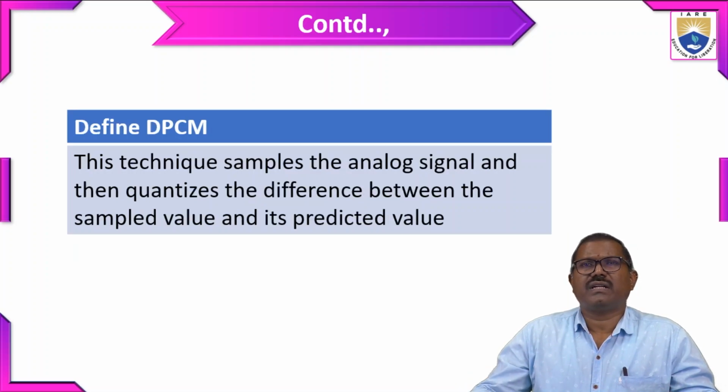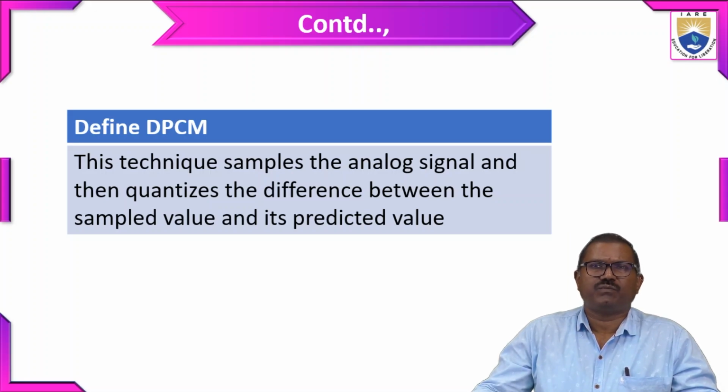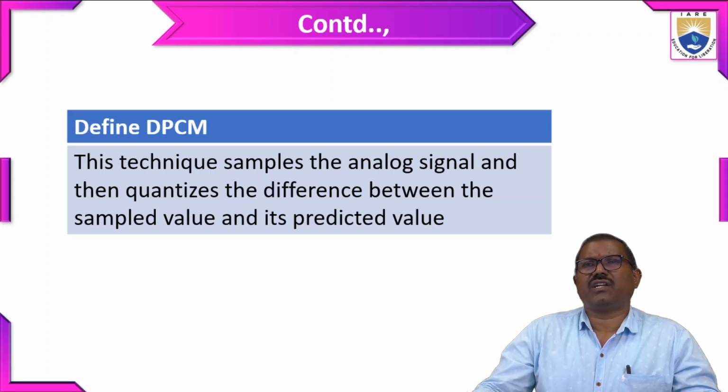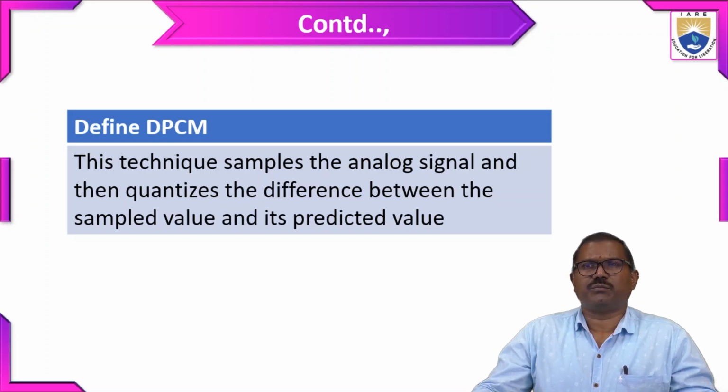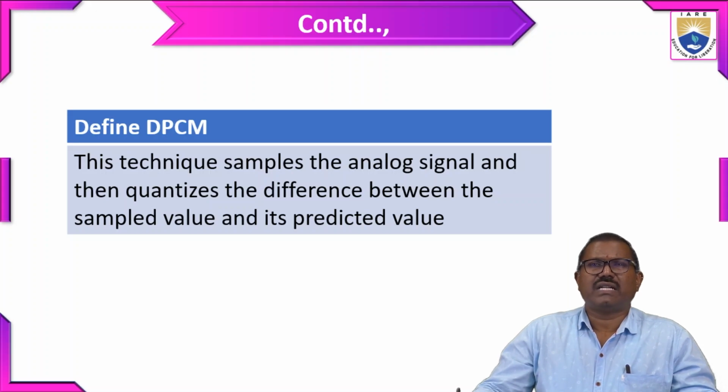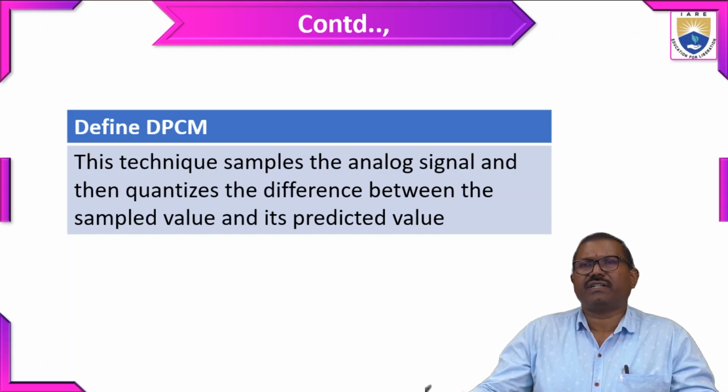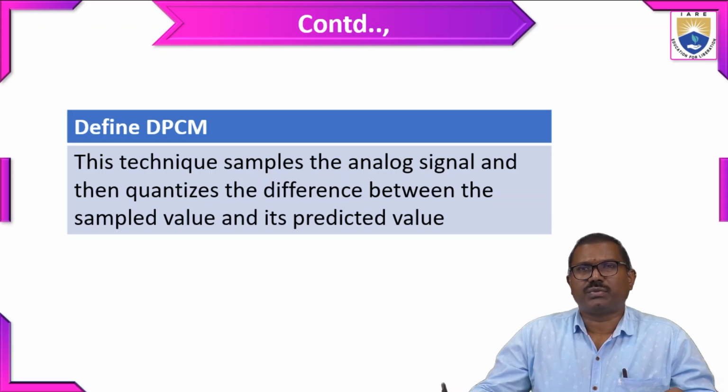Define DPCM. This technique samples the analog signal and then quantizes the difference between the sampled value and its predicted value. Here a predictor is there. The predictor predicts these differences.